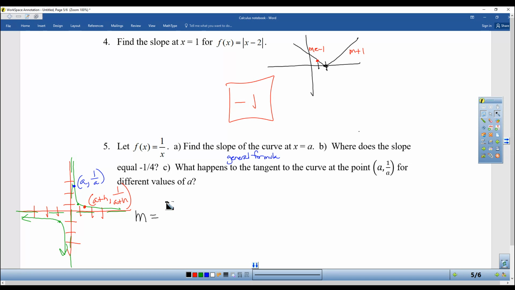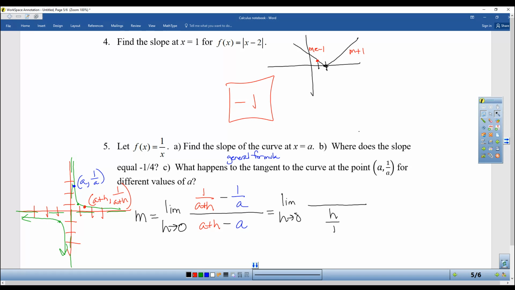doing a complex fraction. I'm going to do the limit as h goes to 0, because if h was 0, they would be the same point, of y2 minus y1 all over x2 minus x1. Rewrite your limit. Don't be sloppy. The bottom is always easy. H. Although we are going to be dealing with complex fractions, I'm going to change it to h over 1.